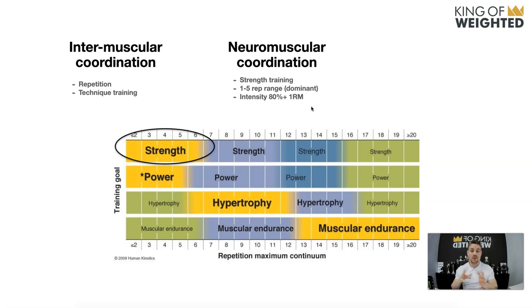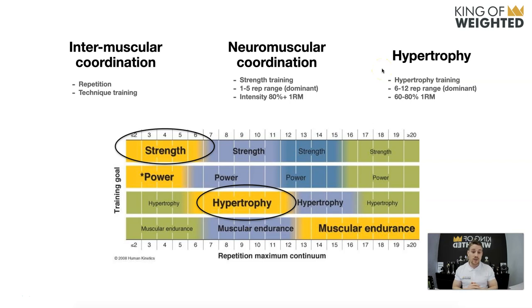It's always important to divide that in movements, because you don't have just 1 repetition max. You have an individual one for every exercise. Obviously, your biceps curl 1 RM is a different one than from your pull-up or from your dip one. So when we're talking about the 1 RMs, it's always individual for a certain exercise, and that should be also treated like this. So neuromuscular coordination is trained with strength training, 1 to 5 rep range dominantly, and intensities of 80% plus.